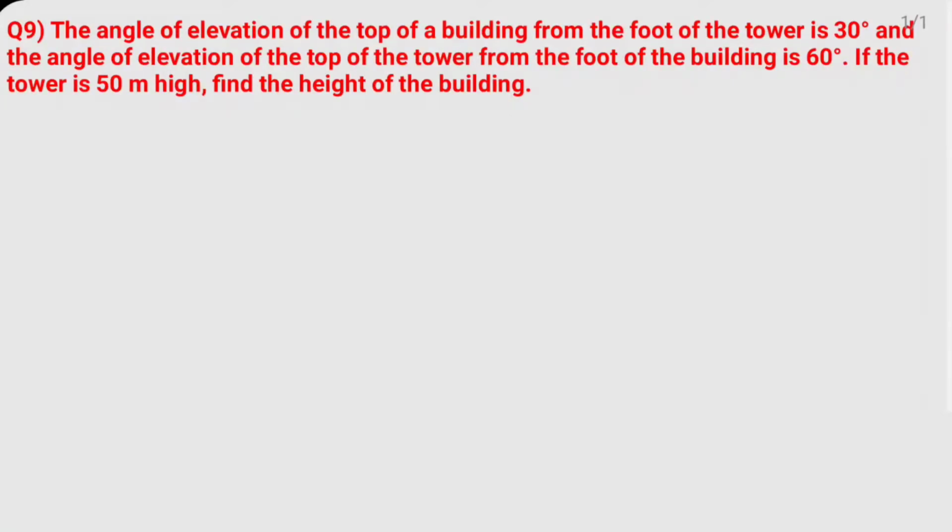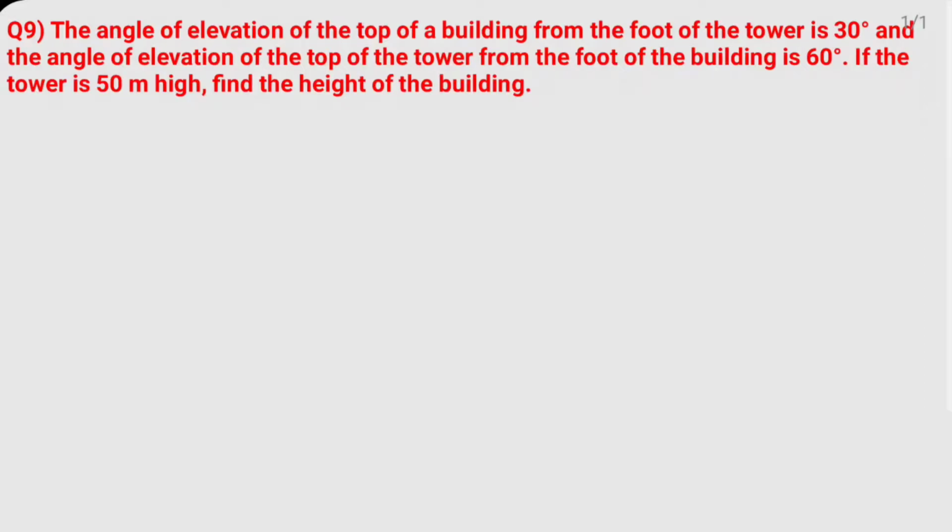Today's section, I am going to solve the ninth problem. Look at the problem. The angle of elevation of the top of a building from the foot of the tower is 30 degrees, and the angle of elevation of the top of a tower from the foot of the building is 60 degrees. If the tower is 50 meters high, find the height of the building.